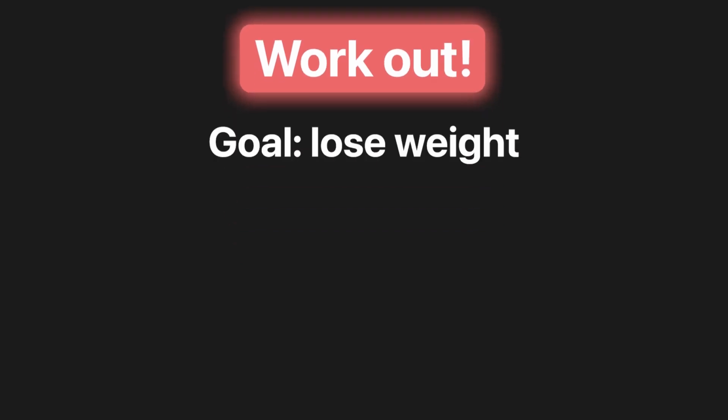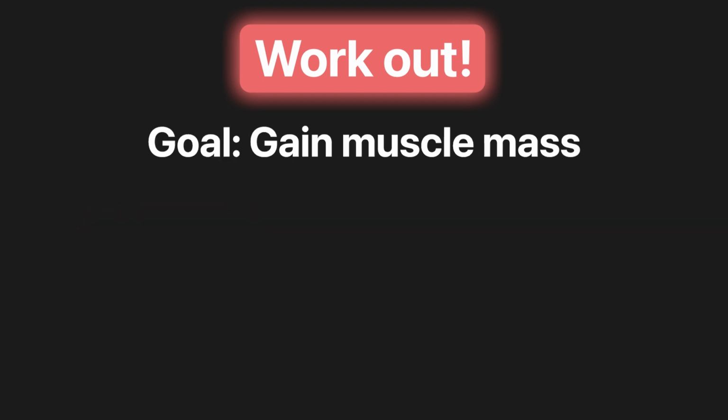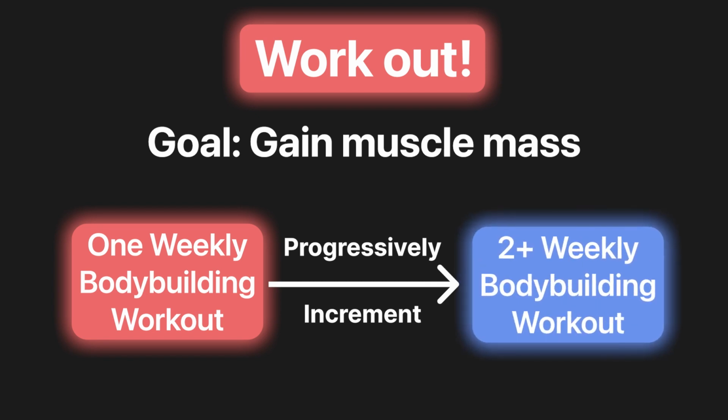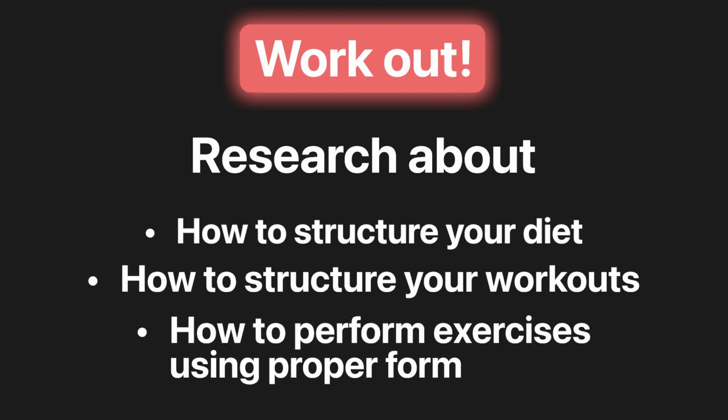Another thing you can do is to work out. If your goal is to lose weight, you can start with a 5-minute walk daily and eventually scale up to 30 minutes daily. If you want to gain muscle mass, you could do one bodybuilding workout a week that lasts 30 minutes, which can literally be you trying to do different exercises with proper form to see which one you feel is the best. After you get into the habit of weekly workouts, scale up to 2, and eventually you get to your goal of how many workouts you want with the intensity needed to grow your muscles. You should obviously research how to structure your diet, workouts, and how to perform exercises with proper form so you don't injure yourself. But when starting out, just focus on showing up and not hurting yourself.